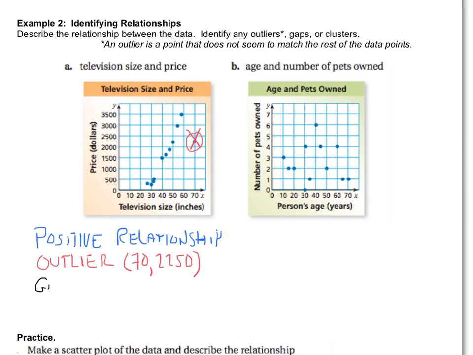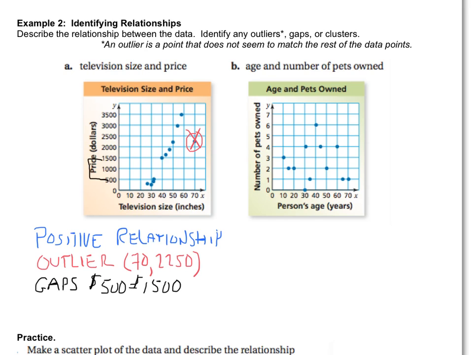When I think about gaps, gaps are just kind of what they sound like. Gaps would be as if a bunch of information is all of a sudden really not there. You can argue that there's a gap here. You can say that between 500 and 1500 there really is a gap in that kind of price range. The prices for the TVs seem to jump from $500 to $1,500.